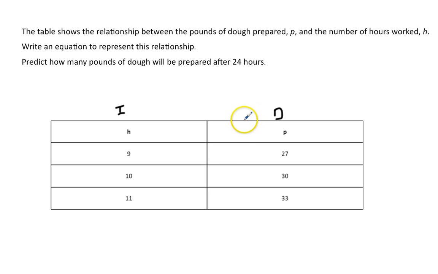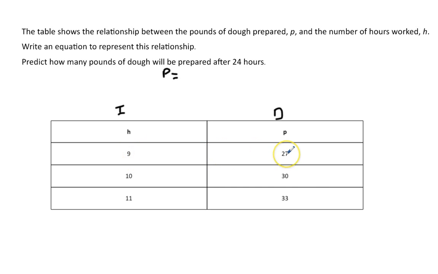Okay, so what we're going to do here now is we need to write a relationship that says P equals, because how many pounds are going to be prepared depends on what's happening with our independent variable H, the number of hours I work. So I'm going to look to the relationship of what's happening with H to get to P. So I see here, well, I can do one of two things. I can add 18, or I can multiply by 3. So let's try multiply by 3.